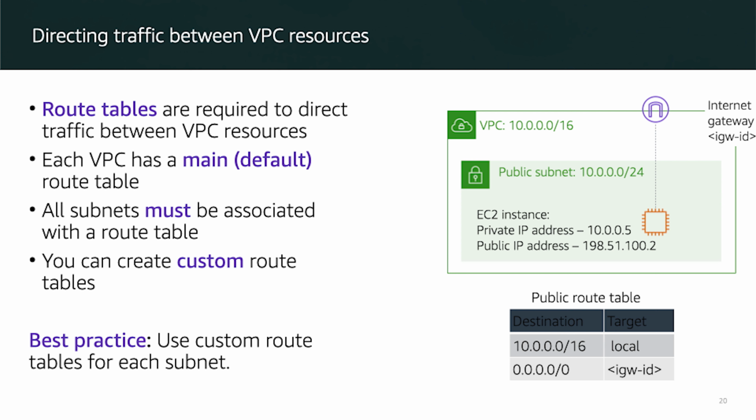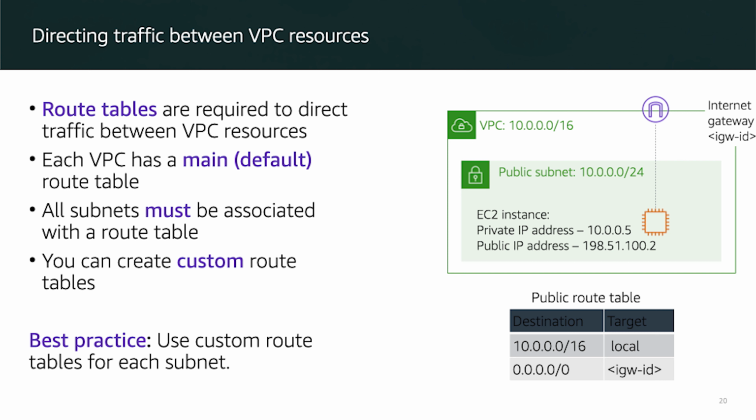Each subnet in your VPC must be associated with a route table, which controls the routing of the subnet. If you don't explicitly associate a subnet with a particular route table, the subnet is implicitly associated with and uses the main route table. A subnet can be associated with only one route table at a time, but you can associate multiple subnets with the same route table.